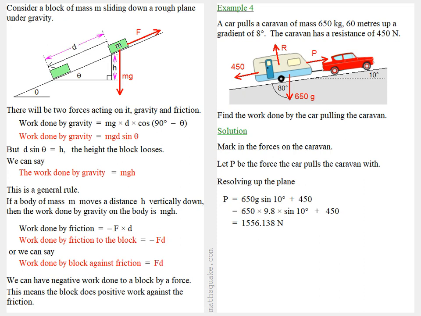1556.138 newtons. Now the work done is the force up the plane times the distance, that is P times the distance. So it's 1556.138 times 60, which is 93,368.33 joules. So we can say the work done is 93.37 kilojoules.